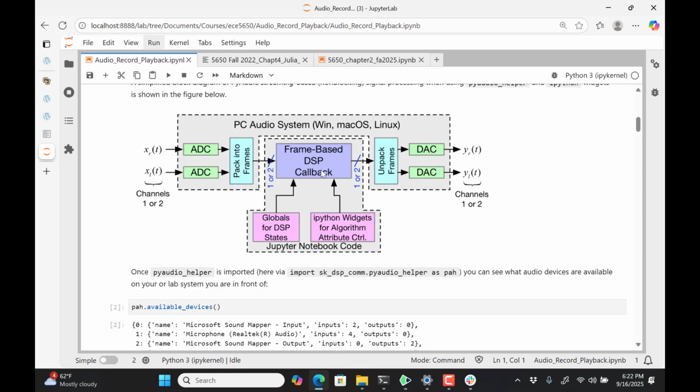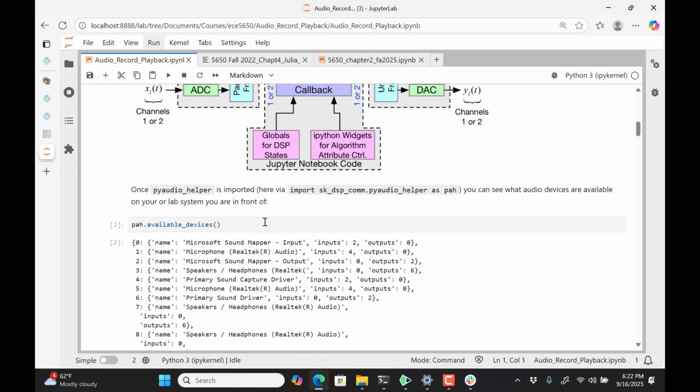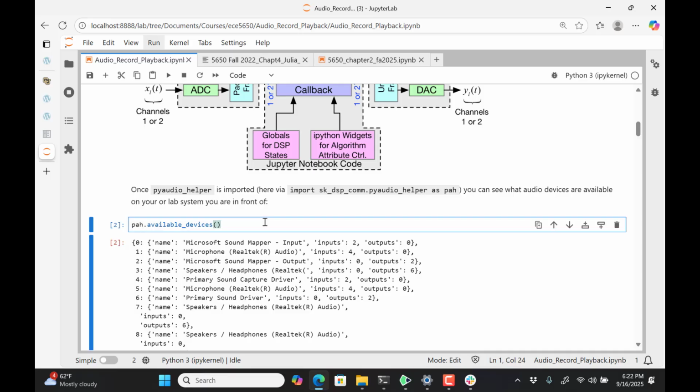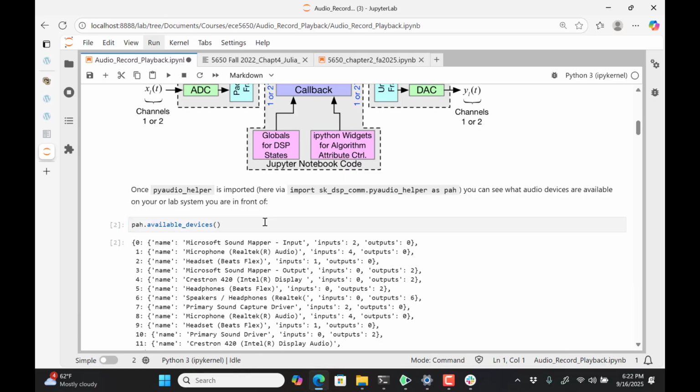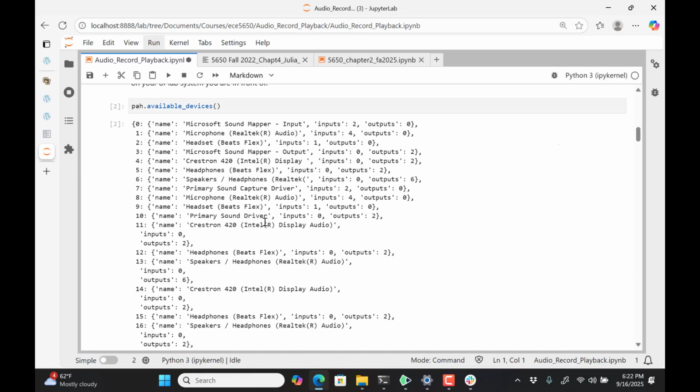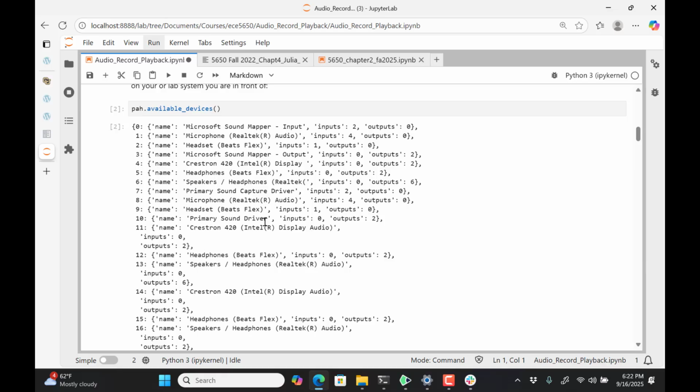So in order to make it more full-featured, we make use of globals in the notebooks, and we make use of the ipywidgets to provide controls to control attributes of the running algorithm. And all this runs in Jupyter Notebooks. So the first thing we do after we load up Pi Audio Helper is we want to see what devices we have on our system. So I just ran that line, and you can see on my Windows 11 tablet here, I've got all these devices available. This is my design of making it functional but kind of crude. Every device is managed by Pi Audio Helper as an index.